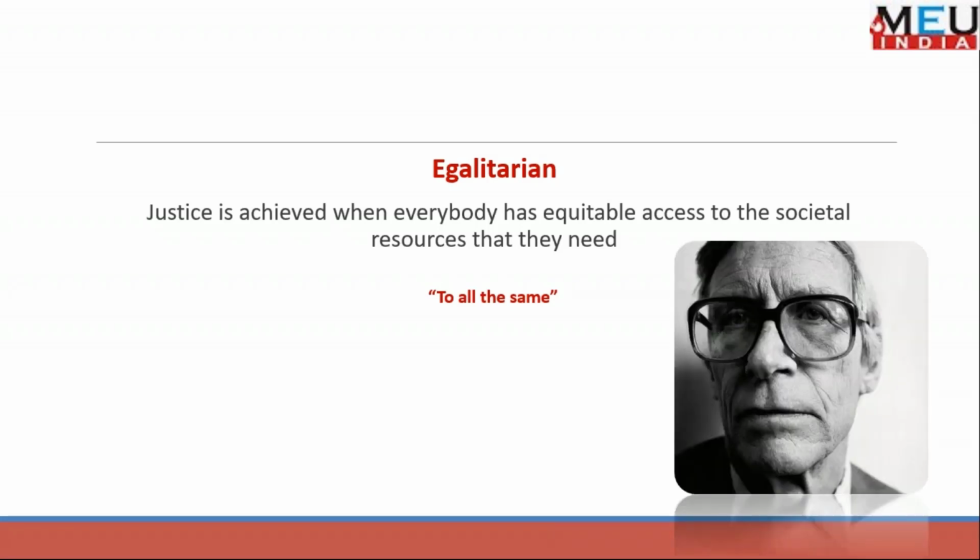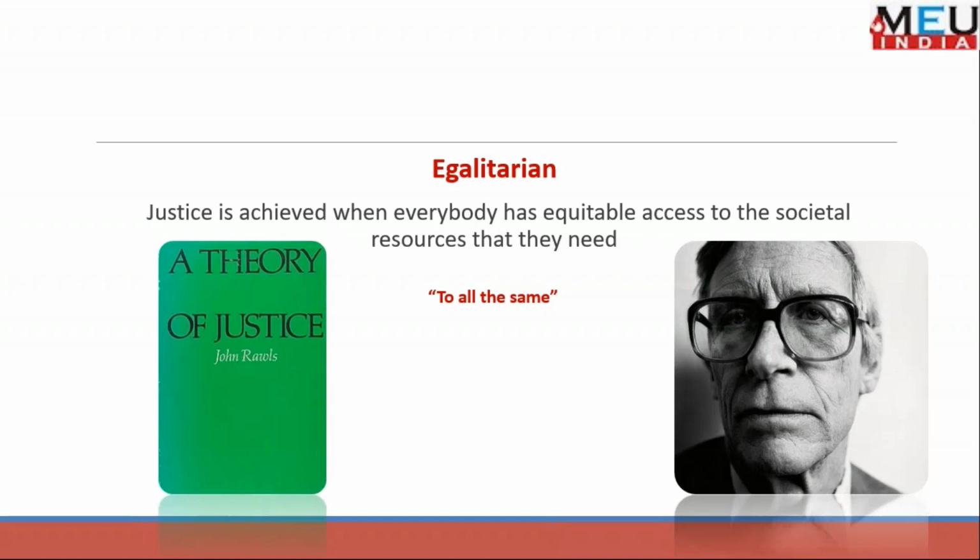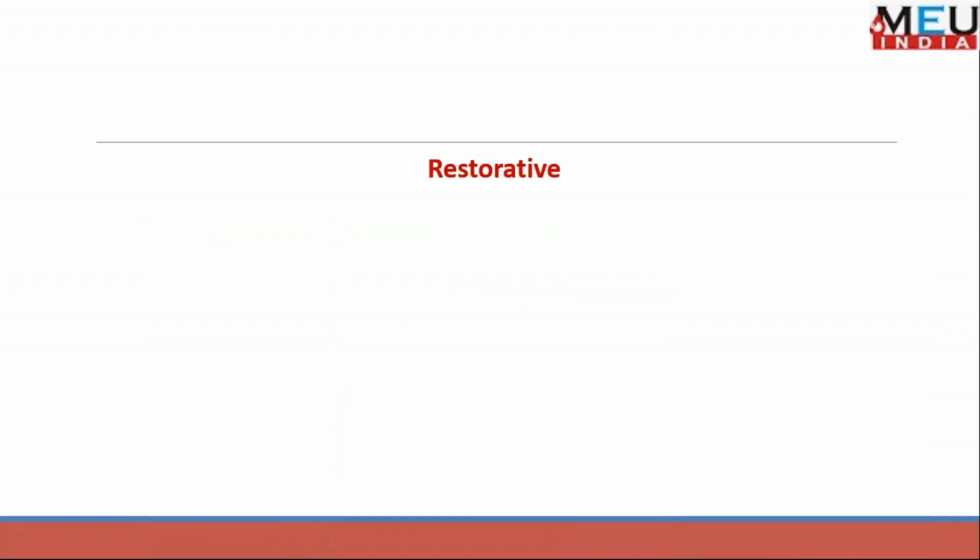And this was put forward by John Rawls, and he's written a book on it. It's called A Theory of Justice. Now this principle is okay if you consider everybody in the society as equal. And you know that in our country, it cannot work. All right, so this is the egalitarian type of principle.